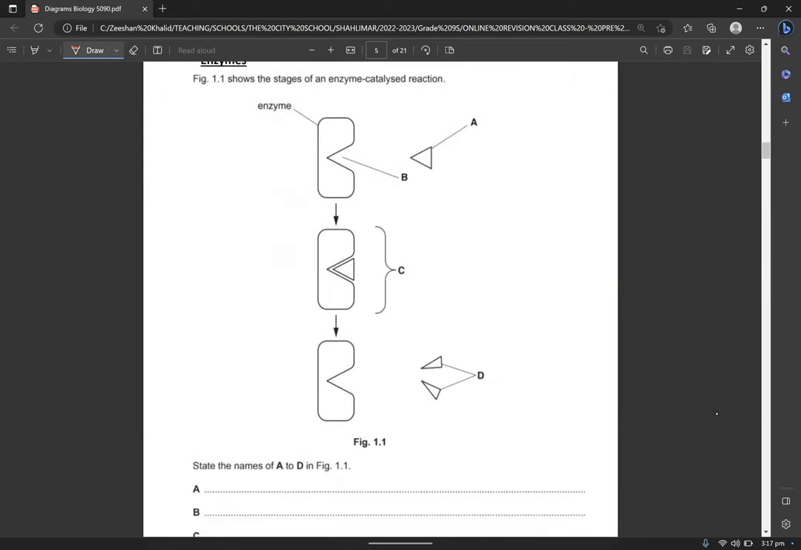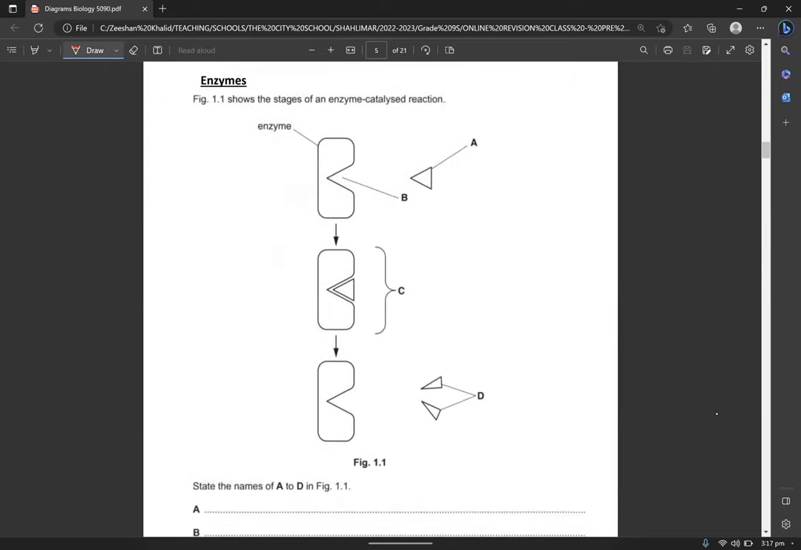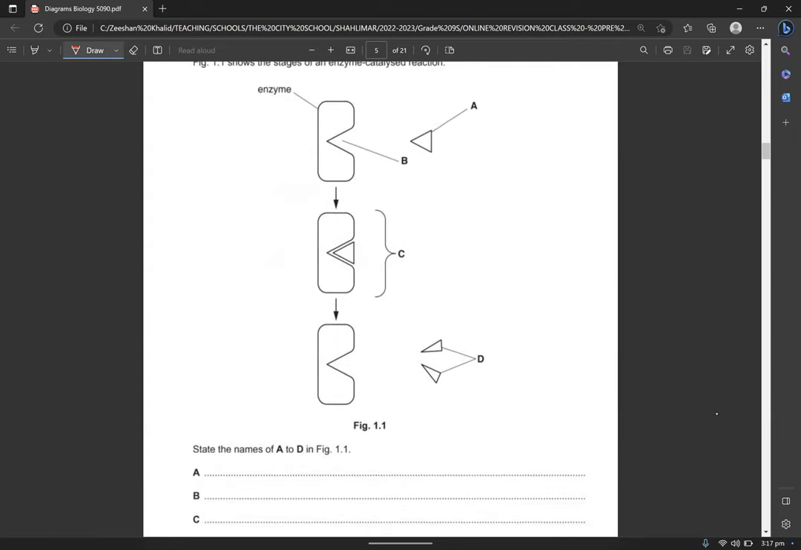Again, a question from enzymes. Figure 1.1 shows stage of an enzyme catalyzed reaction. Humne A to D label karna hai. So B to hume enzyme usne already label kiya bhai, to B wo enzyme ki specific cheez ke baare mein pooch raha hai, and we know that's the active site. Okay. A is the substrate that will fit into the active site. Substrate ke lein ya reactant ke lein, it's one and the same thing.